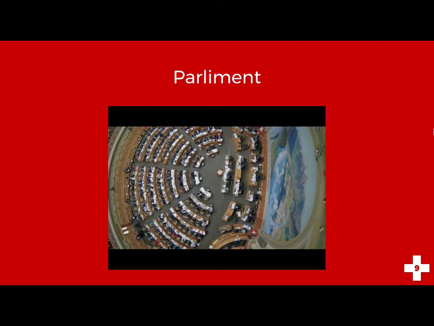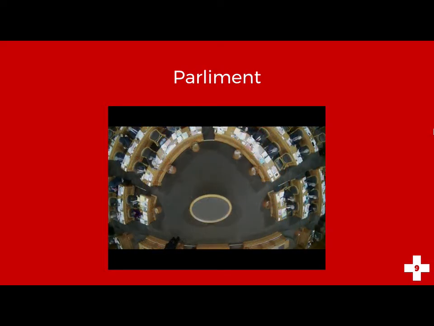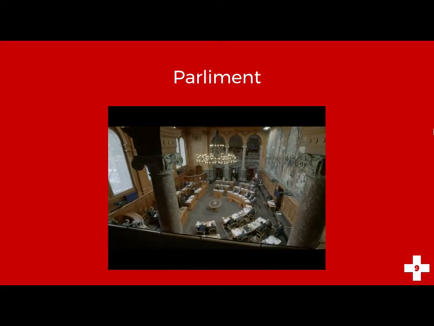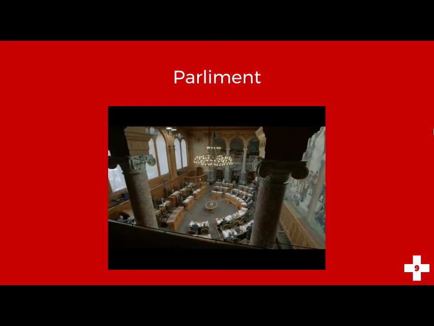The National Council has a clear seating plan. Members of the same parliamentary group all sit together. The seating plan in the Council of States is less strict. Sessions. I know what this is. Parliament meets for 3 weeks, 4 times a year. And these periods are called sessions.